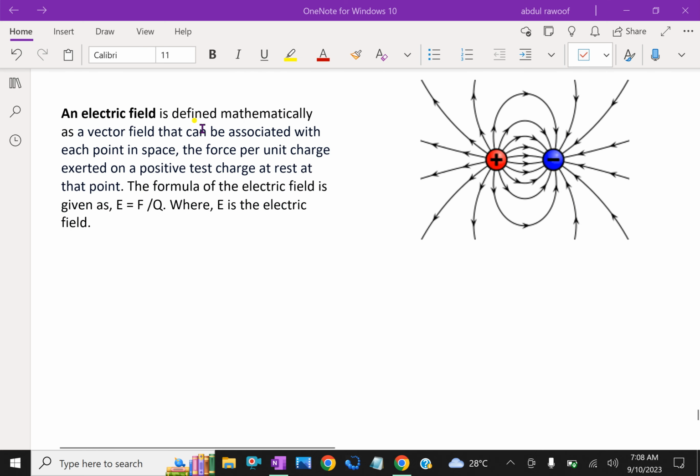An electric field is defined mathematically as a vector field that can be associated with each point in space: the force per unit charge exerted on a positive test charge at rest at that point. The formula of the electric field is given as E equals F over Q, where E is the electric field, Q is the charge, and F is the force.